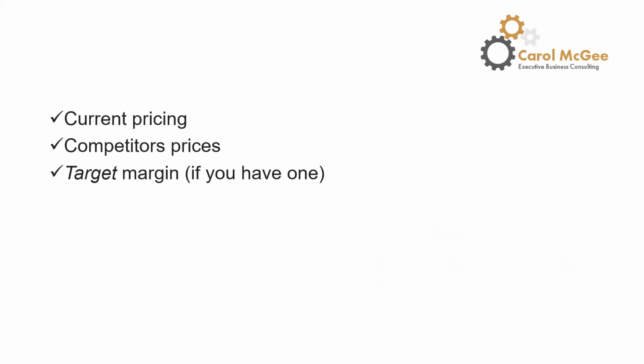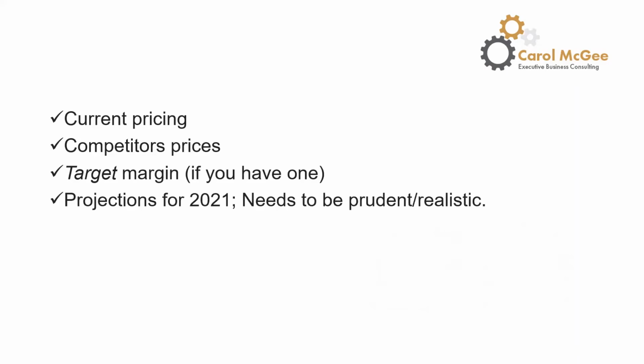Other information you need is your current pricing, what you use at the moment, and you need to know your competitors' pricing and prices, and then also a target margin if you have one. And this will come from your budget. So you need to do your projections for 2021.